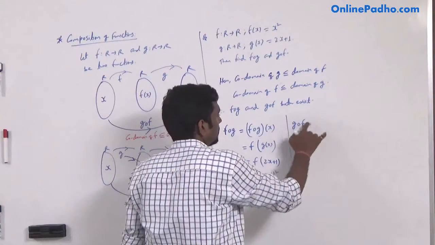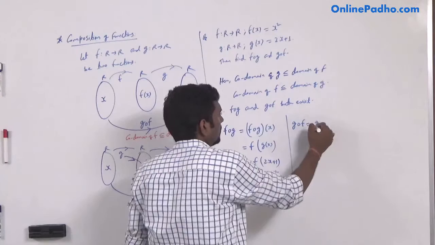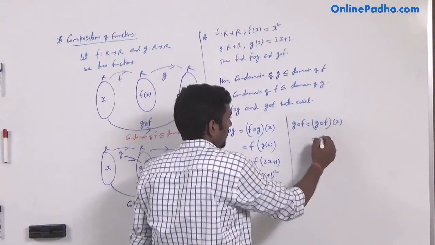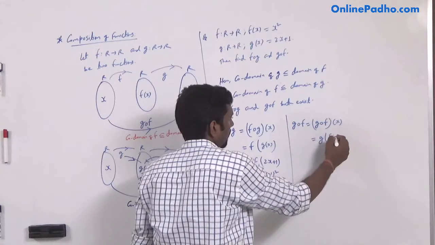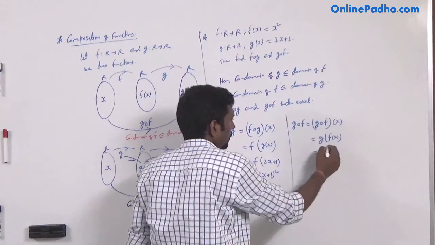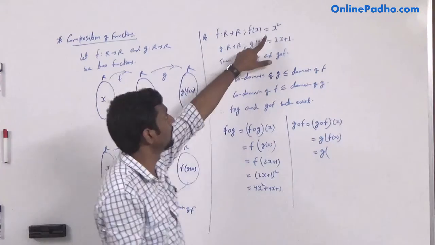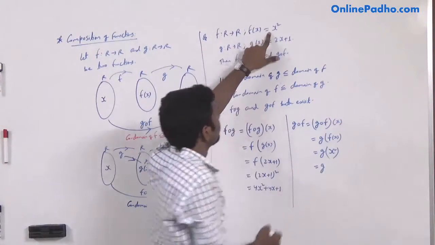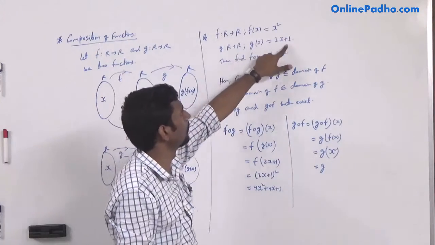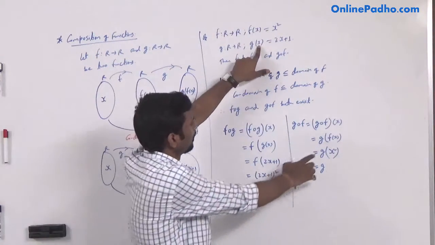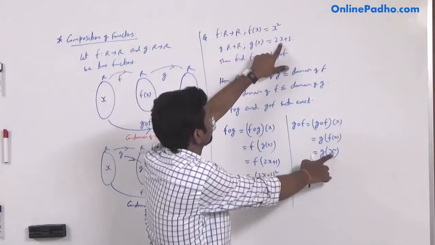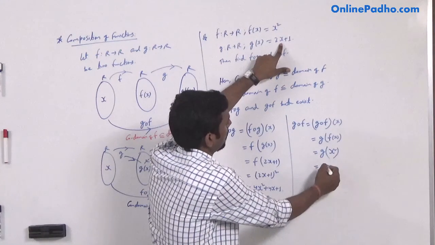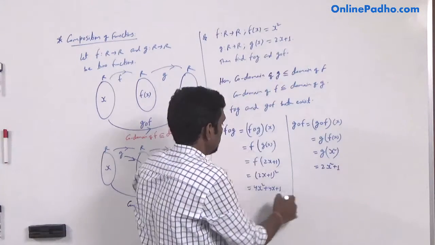And what do we mean by GOF? GOF can be written as GOF of X, so it can be written as G of Fx. What do we mean by Fx? Fx is x square, so we put x square here. Gx equals 2x plus 1, so we have to put x square in the place of x. On the right hand side, it can be written as 2x square plus 1.